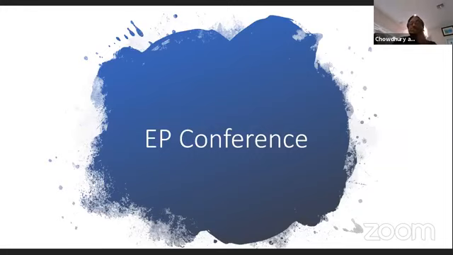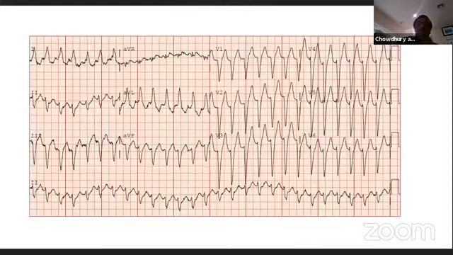So let me show you this EKG first. This EKG I gave to the fellow to bring to the EP conference. You saw that I skipped quickly the history part. If you want the history, I can go back and give it to you.